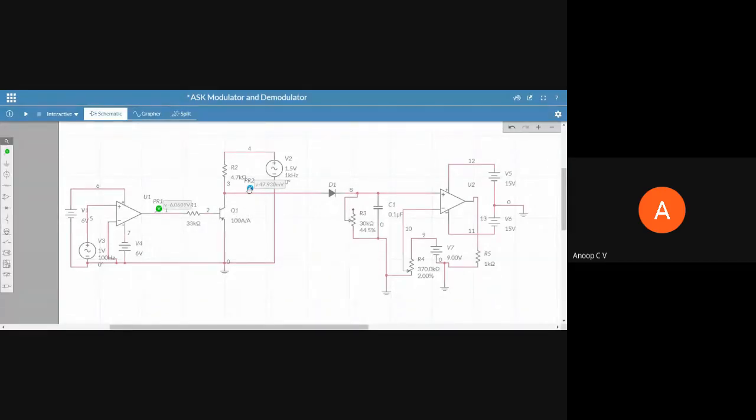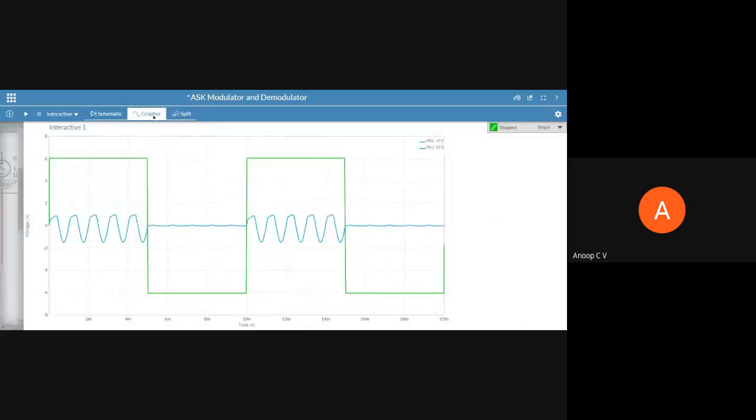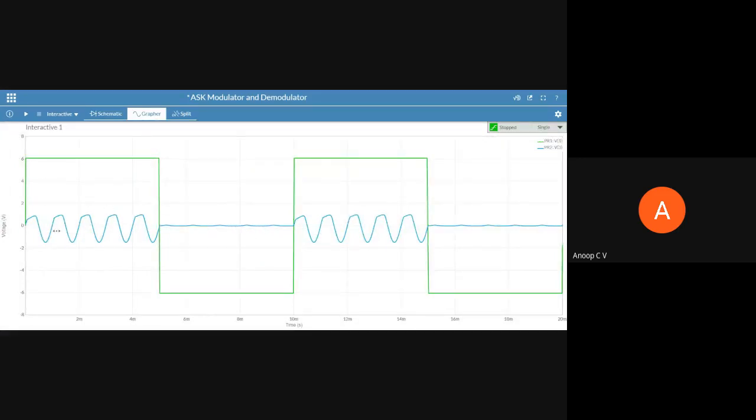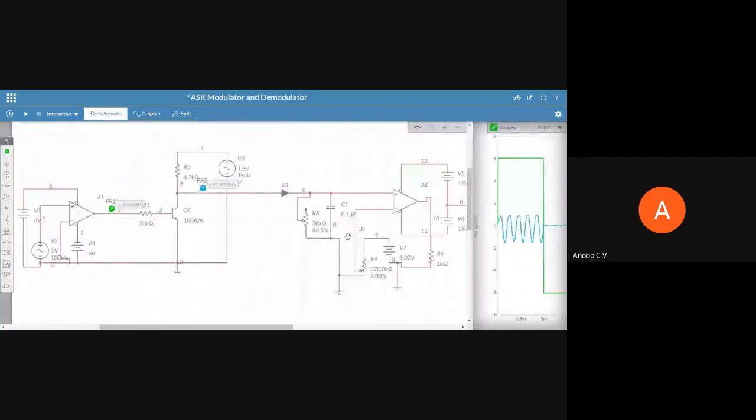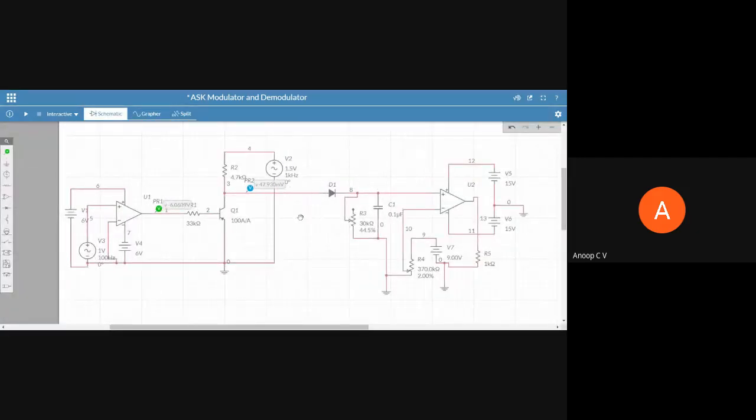So that's the modulated output. It is on-off keying. Whenever it is high, an RF pulse is transmitted, and whenever it is zero, no pulse is transmitted. That is why it is called on-off keying or amplitude shift keying, right? So now, shall we move ahead and discuss the demodulator part?